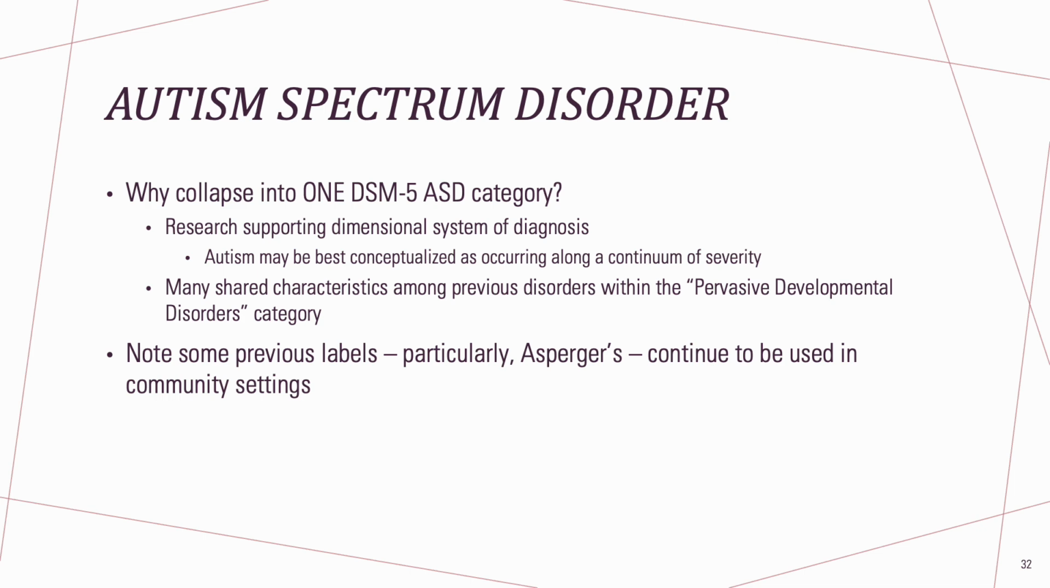So again, going back to why we now have only one DSM-5 category for autism, which is autism spectrum disorder. Why did we collapse those 5 that fell under pervasive developmental disorder into one DSM label? Commenting on this categorical versus continuous debate, one reason is that research supports the dimensional system of diagnosis. Psychopathology is best understood along a continuum, and autism falls within that, right?